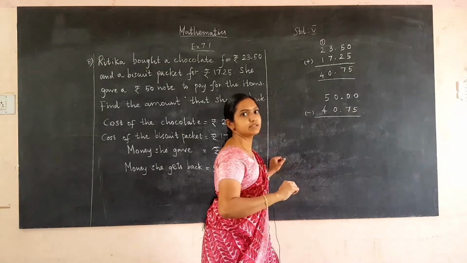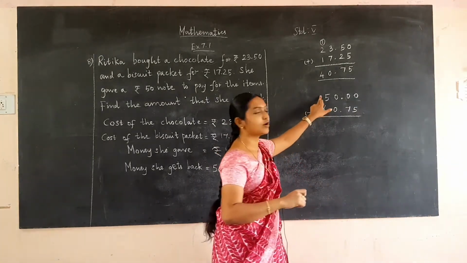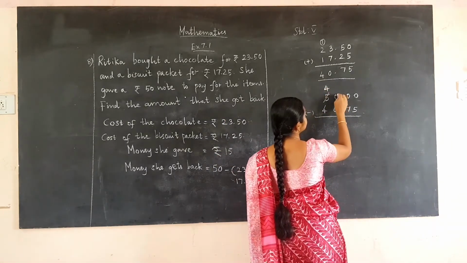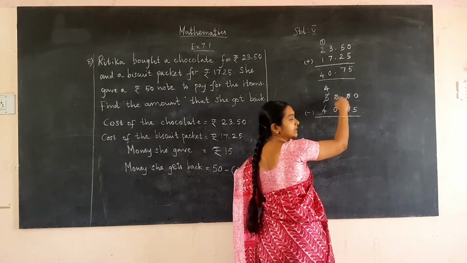Continuously we are having zeros. So, we are going to borrow from 4. We are going to borrow from 5. So, 5 will be changed as 4 and this will be changed as 10. Again, while we are borrowing, it will be changed as 9.